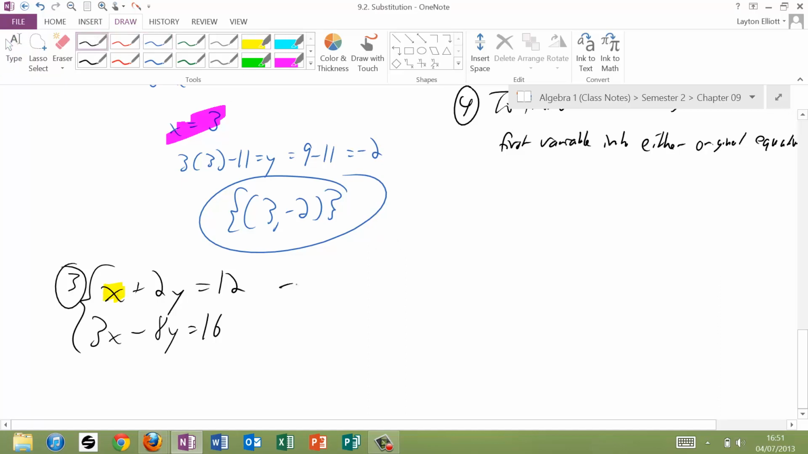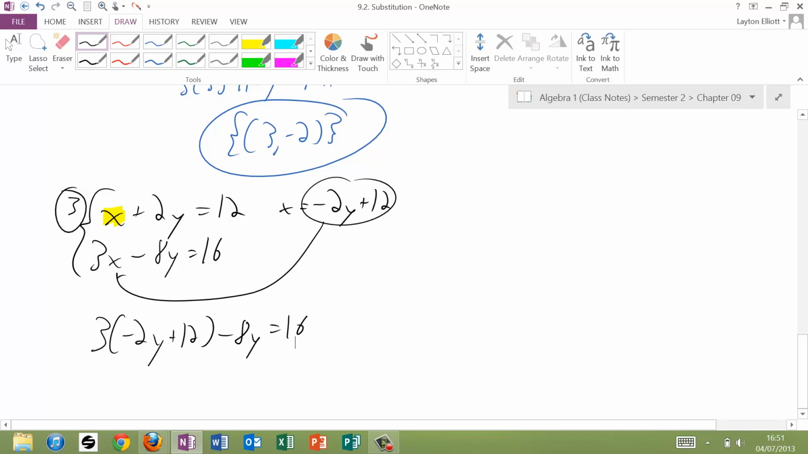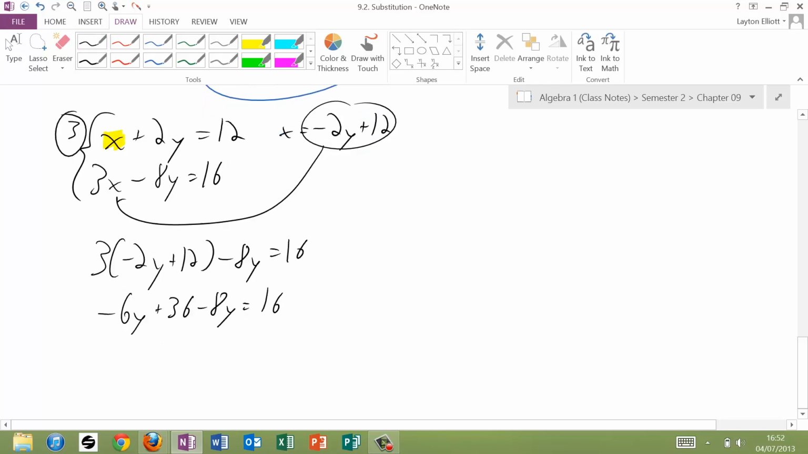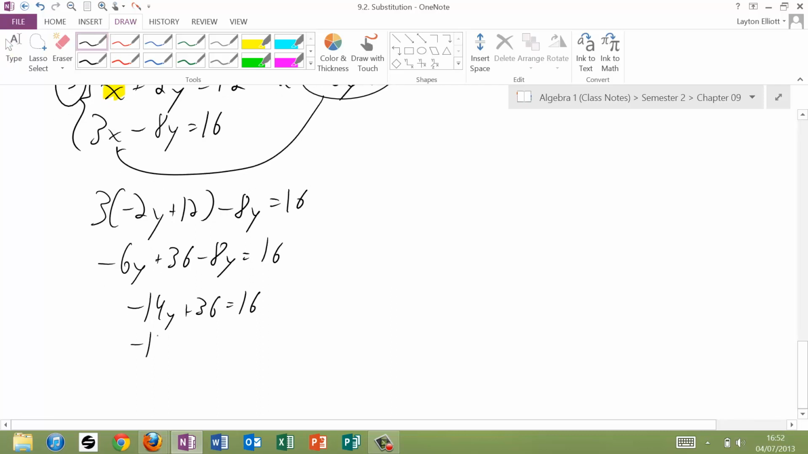So if I say x is equal to negative 2y plus 12, I can take that and plug it in for x. 3 times negative 2y plus 12 minus 8y is equal to 16. Multiply, I get negative 6y plus 36 minus 8y is equal to 16. Combine like terms. Negative 14y plus 36 is equal to 16. Subtract 36, negative 14y is equal to negative 20.